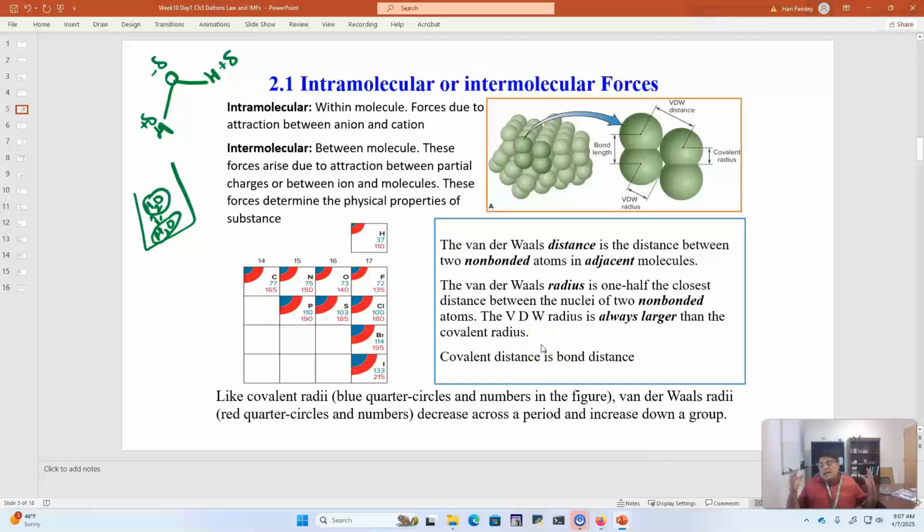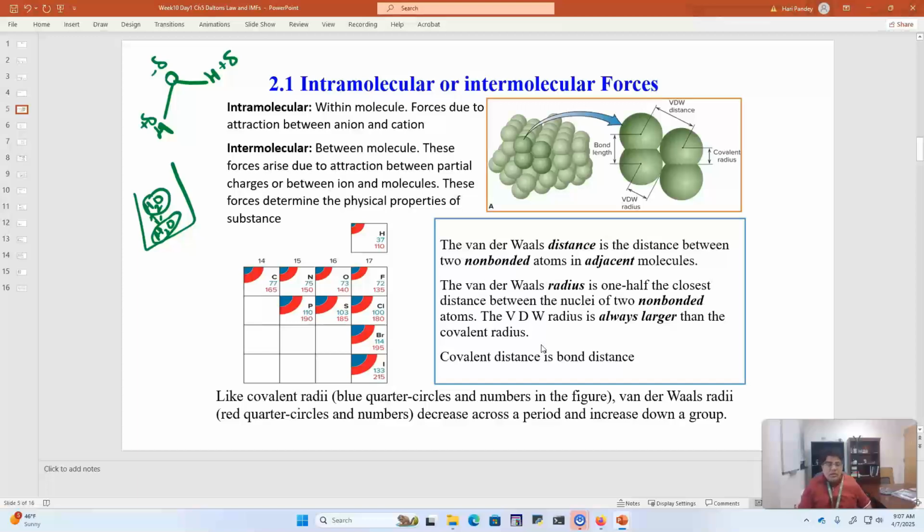So can they attract from anywhere? One molecule is here, the other molecule is there. What is the distance? There is a certain distance, that is the van der Waals distance, the distance between 2 non-bonded atoms in adjacent molecules. So the van der Waals distance is the distance between the non-bonded atoms, basically where they can attract.